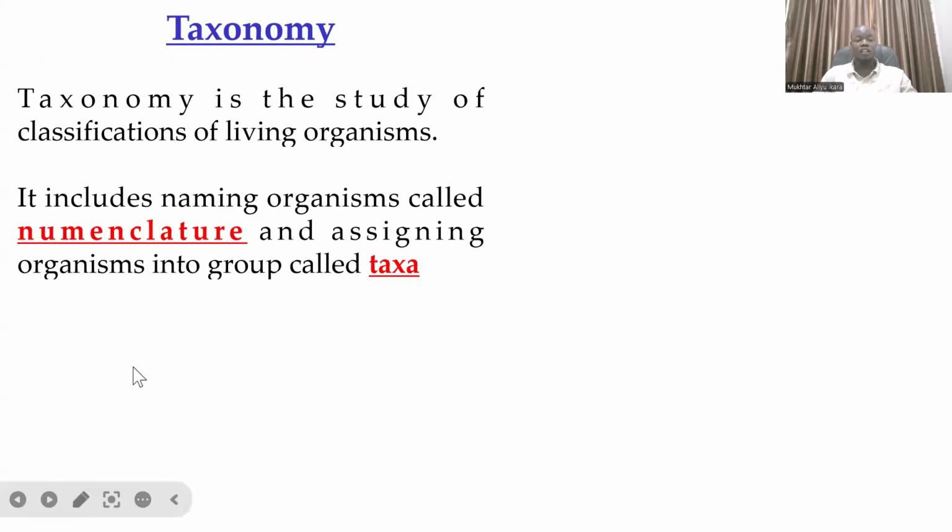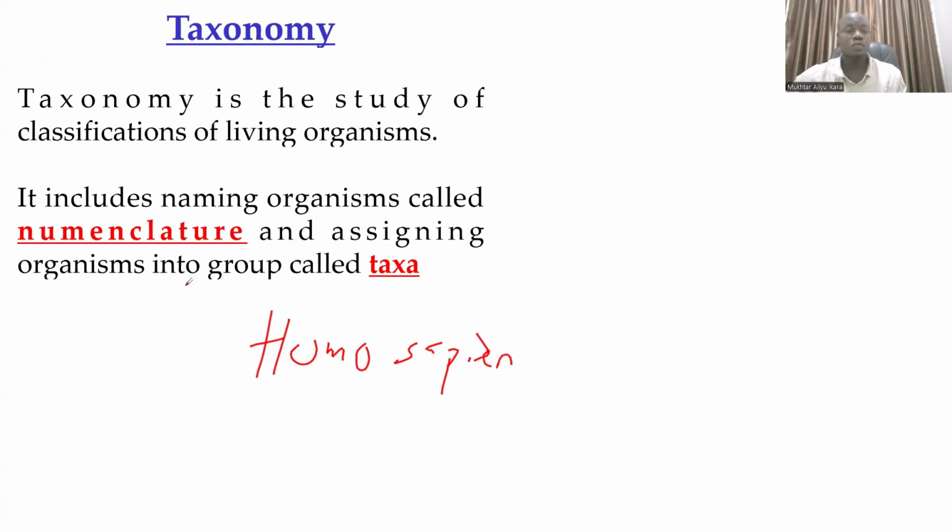Let me give you an example. Homo sapien is a typical example of binomial nomenclature. You see Homo and sapien. You either italicize it or you underline the name. For the Homo here, it starts with a capital letter, and the sapien here starts with a small letter. That is how we name organisms. If you want to understand more about the system of naming living organisms, I have a basic video on taxonomy that you can watch. I will tag the video here.